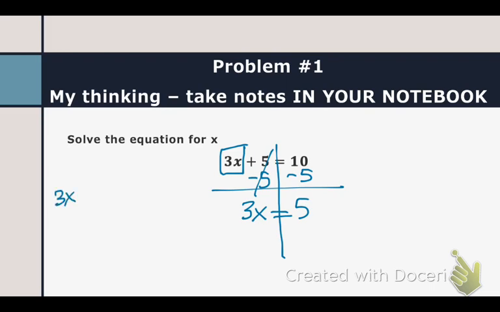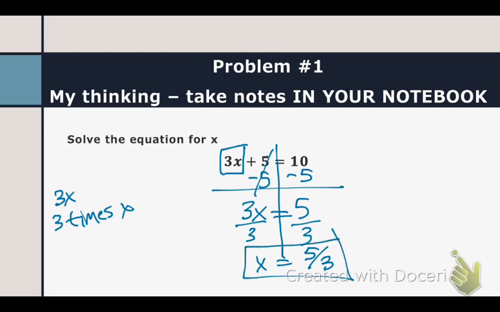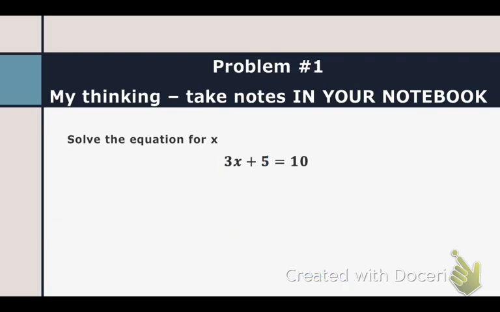Now, I have 3x equals 5. Remember that when you have a number right next to a variable, it means multiplication. So, the inverse of multiplication is division. So 3x divided by 3, and the other side I'm also dividing. Then I'm left with x equals 5/3. And I'm going to leave it as a fraction, and there's my answer. This is a review of two-step equations.